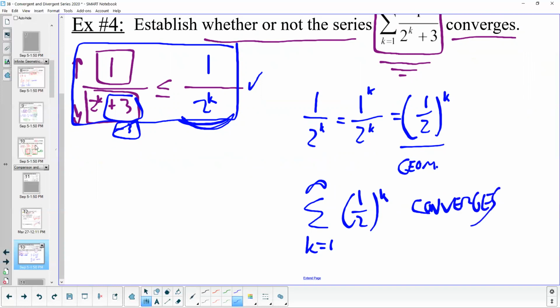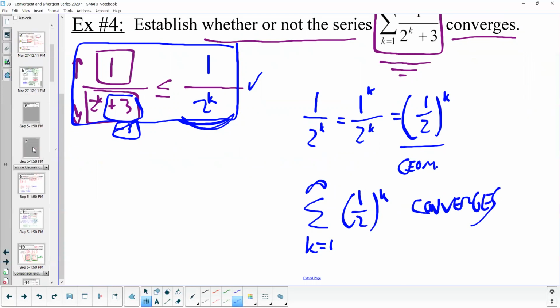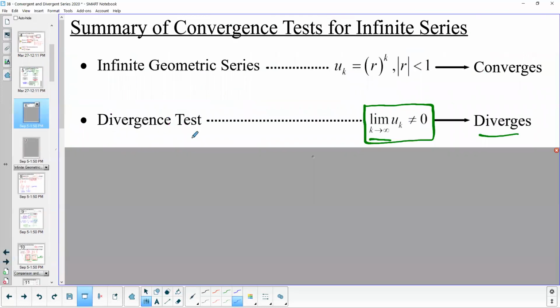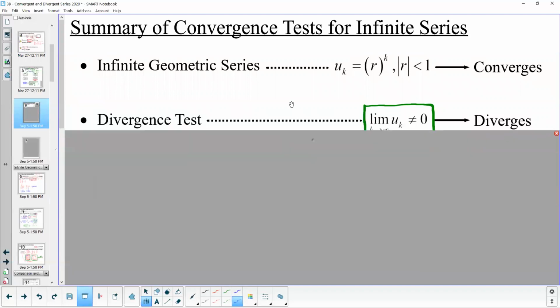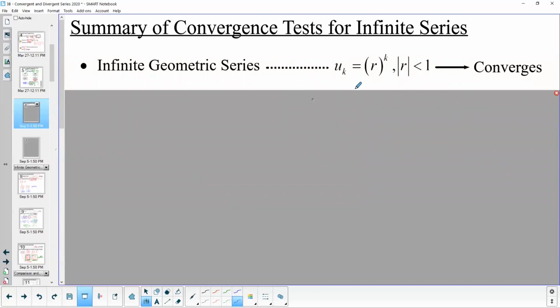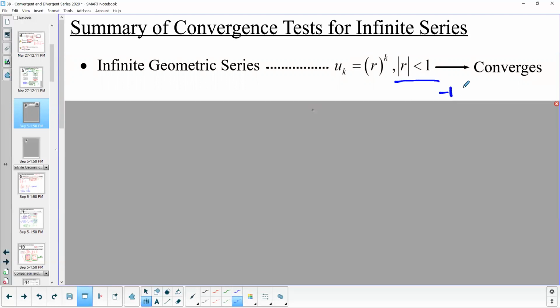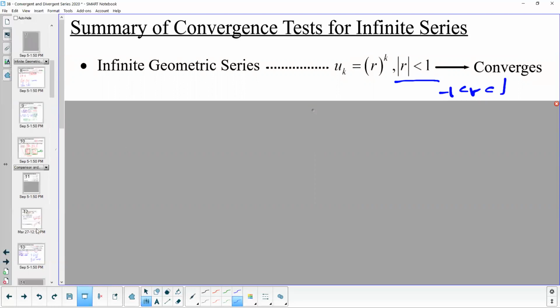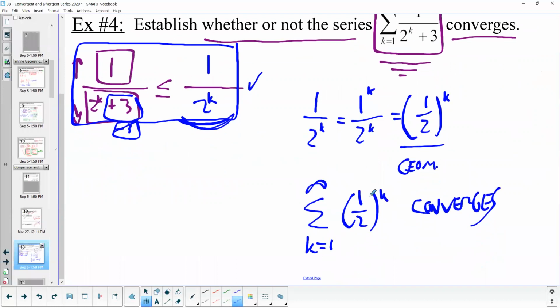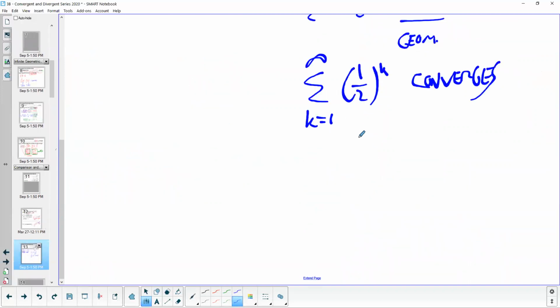And I know that because going back to my rules here, I'm going to be using the infinite geometric series test. And it says if you have an infinite geometric series, as long as the absolute value of r is less than 1, or the way we said that, as long as r is between 1 and -1, I know my series converges. And so if I come back to this, that's exactly what I have right here. I've got an r value that's equal to 1/2. And since 1/2 is between 1 and -1, I know that this series converges.